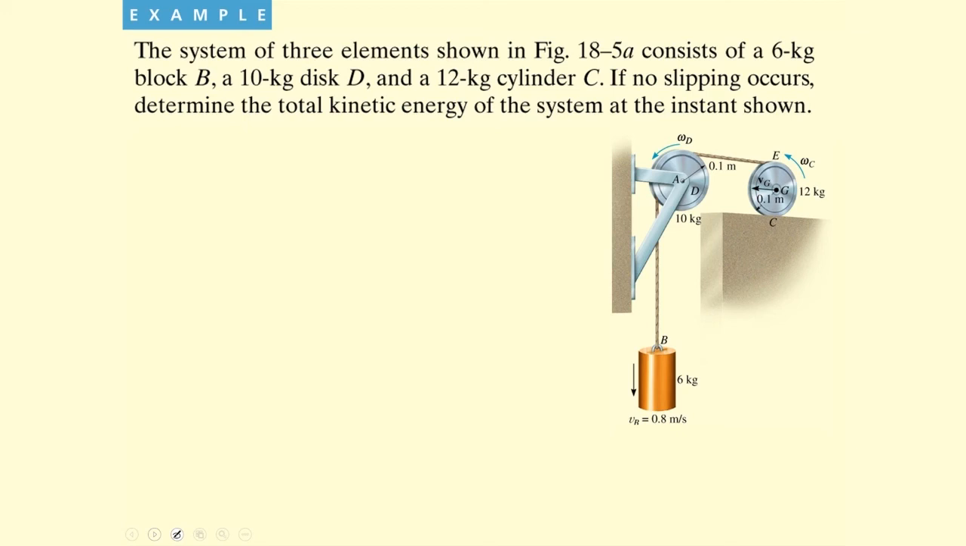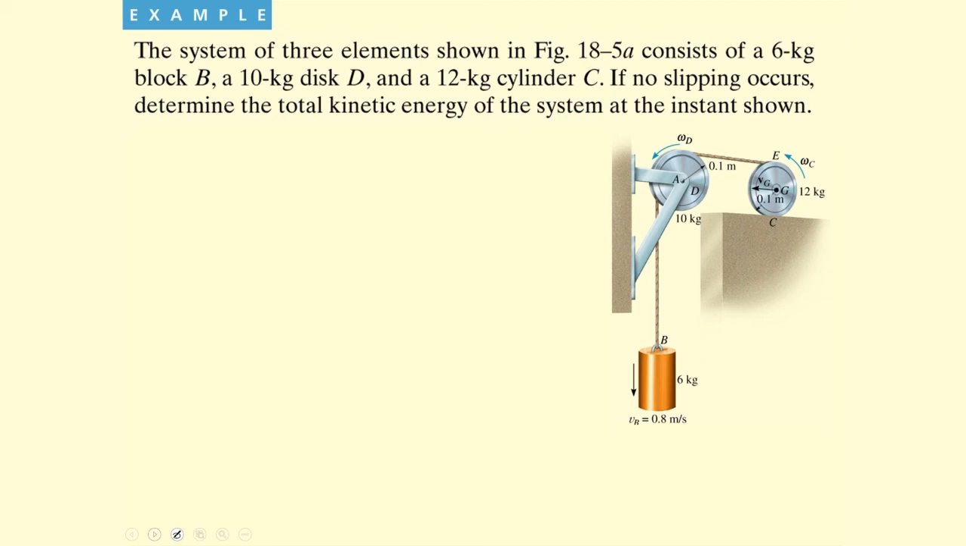Now, before we start calculating these energies, let's analyze the system. Block B, as you can see, is moving downward, so this is pure translational motion. If you look at disk D, this is a disk that is fixed at its own center of mass, so it is rotating around its own center. So I have pure rotation where the center of mass and the center of rotation are the same. And finally, cylinder C has general plane motion because it is moving with a velocity as well as rotating as it moves. So it has 2 components.